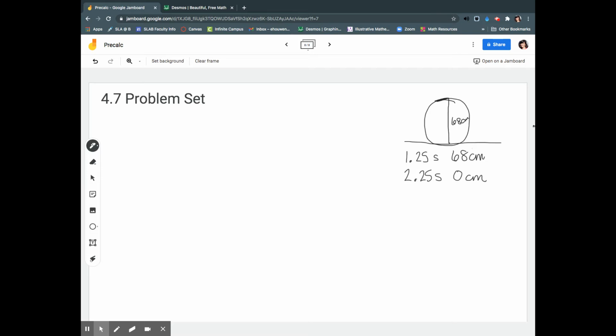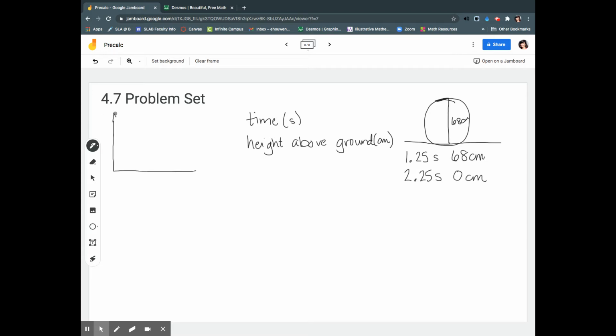So we know that this is going to be a sine or cosine graph, or you could really write either equation, because it's a circular motion. The first thing we'll do is define our variables. We have time, which is the time the wheel was in motion, measured in seconds. And then we have the height above the ground. It's good to be very clear about what we are measuring. So the height above the ground is measured in centimeters.